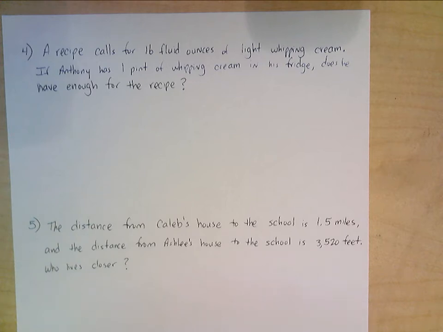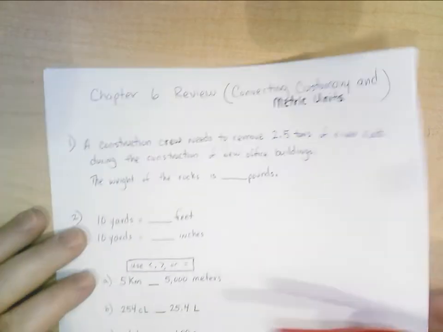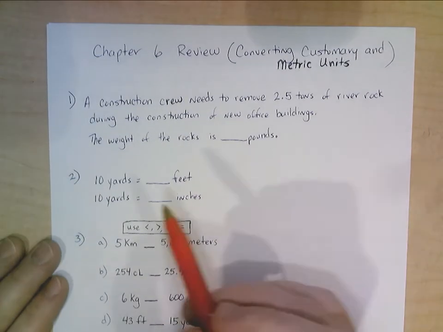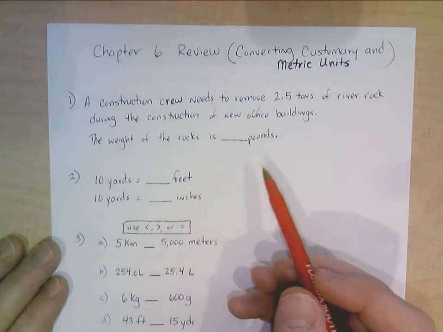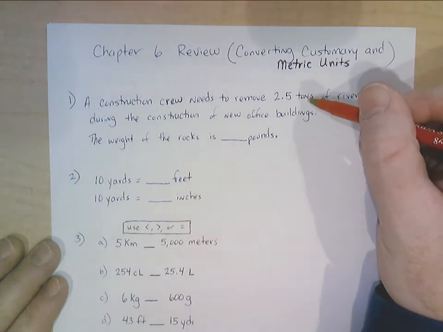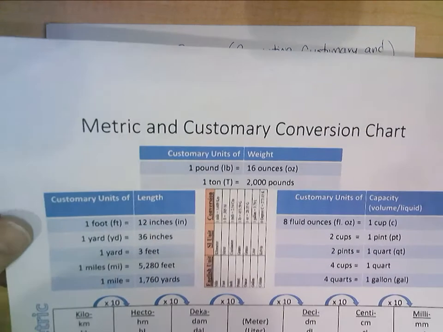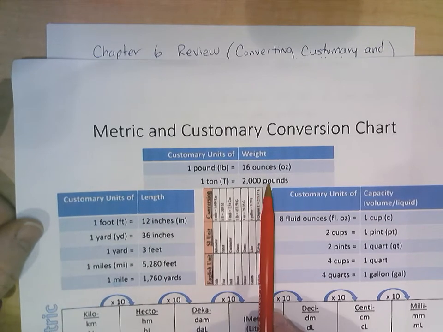All right, so let's get started. Number one, a construction crew needs to remove 2.5 tons of river rock during the construction of new office buildings. Now, the weight of the rock is blank pounds, so you want to convert tons to pounds. So you want to start with your conversion chart. In your conversion chart, if you take a look at the weight, 1 ton is equal to 2,000 pounds.